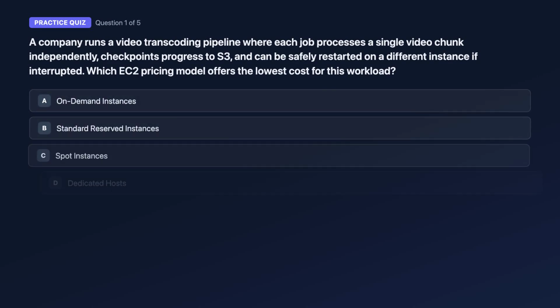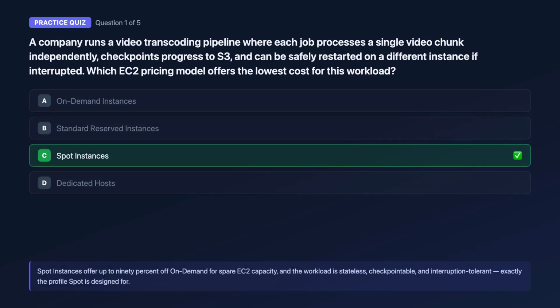Question 1. A company runs a video transcoding pipeline where each job processes a single video chunk independently, checkpoints progress to S3, and can be safely restarted on a different instance if interrupted. Which EC2 pricing model offers the lowest cost for this workload? Is it A, on-demand instances, B, standard reserved instances, C, spot instances, or D, dedicated hosts? Pause here if you want more time.